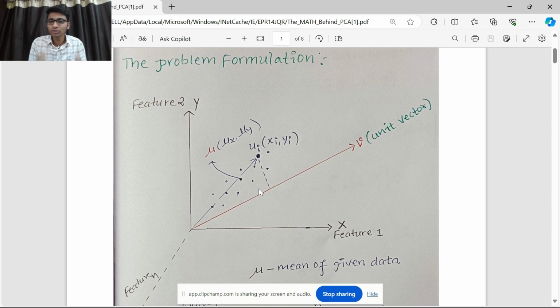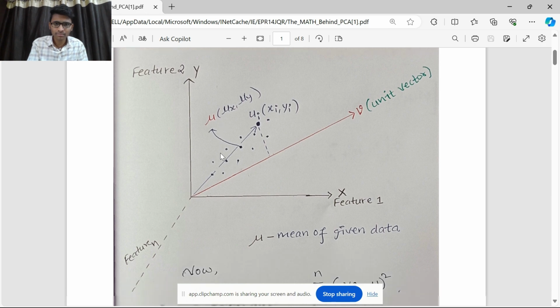And the mean also will be there for this data. That mean, you can see, I have represented with mu, and its coordinates are mu x and mu y, because along the x direction the mean will be there, and along the y direction, the coordinates of y, nothing but the features. Feature 2, the mean of feature 2 is represented as mu y.